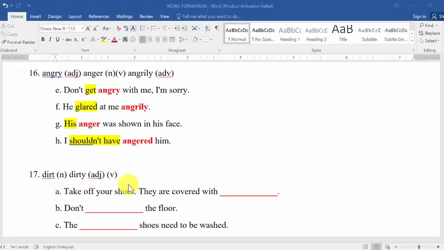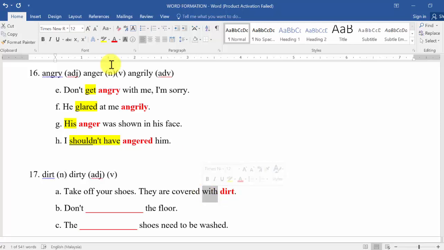Okay, look at the first question, A. Take off your shoes. They are covered with what? Your mom asks you to take off your shoes when you come back home because they are covered with dirt. A noun. Your keyword here is with. When we have with in a sentence, the word after with is usually a noun. With dirt. They are covered with dirt. They are full of dirt.